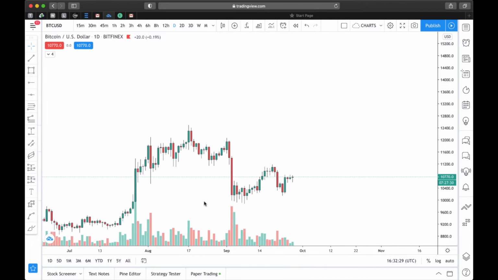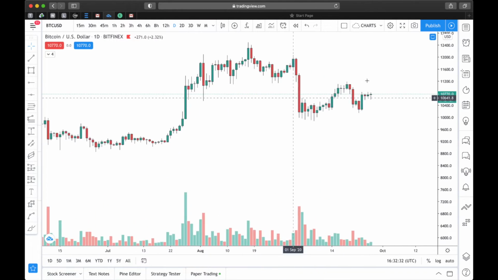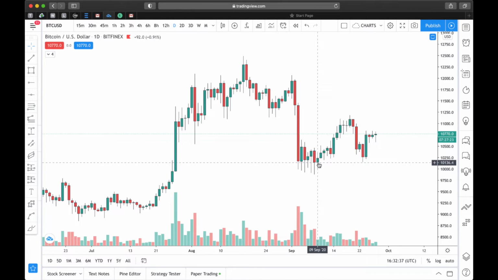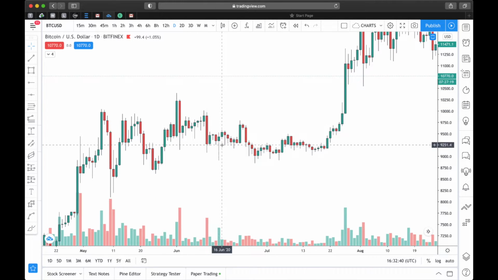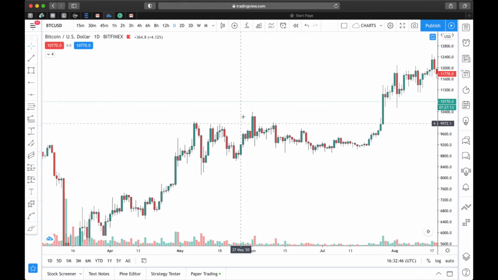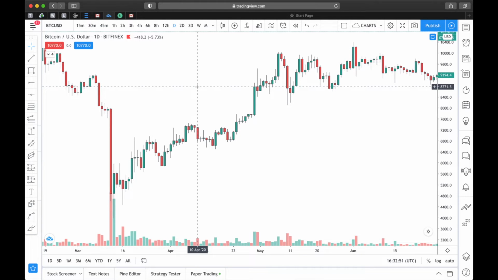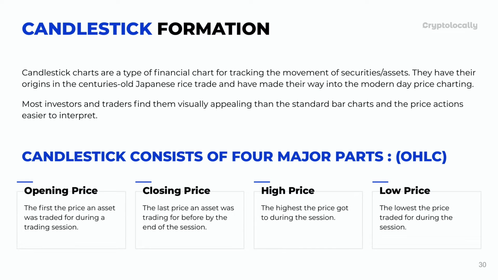let's clear this up. We have been saying things like this, right? Green, red. Some are big, some are small, some are tiny, some have this long pin-like bottom, pin-like top. All these things are just the interaction between buyers and sellers in the market, and I will show you what it entails. A candlestick has four major parts. It is called OHLC: opening price, closing price, high price, and low price.